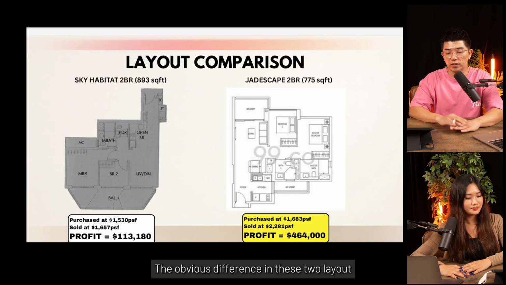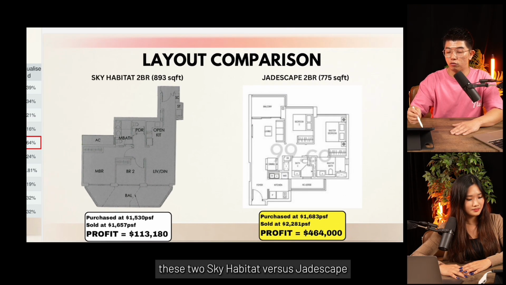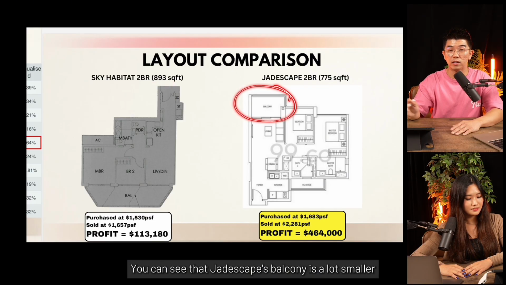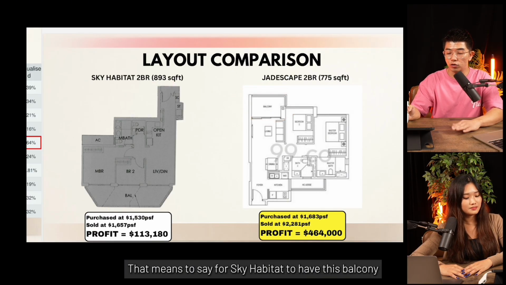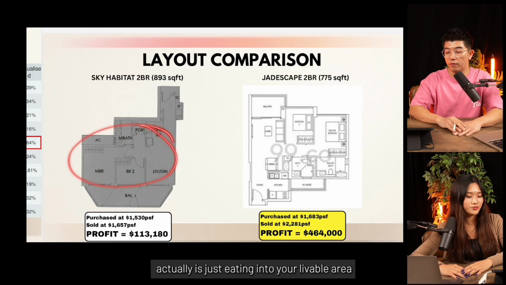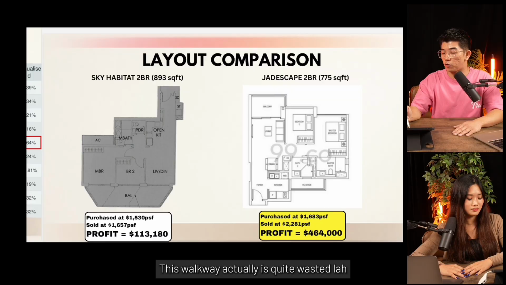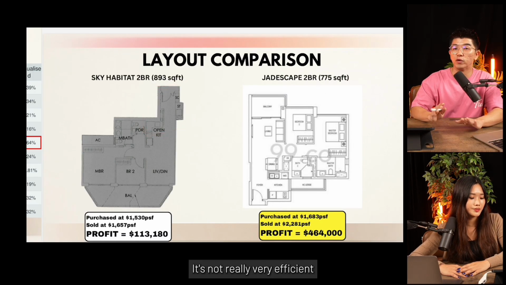The obvious difference in these two layouts definitely is at this area here. If we look at the comparison between these two, Sky Habitat versus Jadescape, you can see that Jadescape's balcony is a lot smaller. That means to say, for Sky Habitat to have this balcony actually is just eating into your livable area. So you can see, first thing first, over here, the walkway is also much longer. This walkway actually is quite wasted in terms of the space. Yeah. It's not really very efficient.